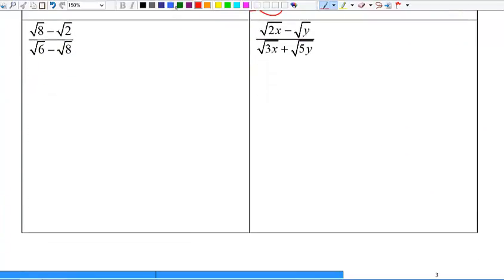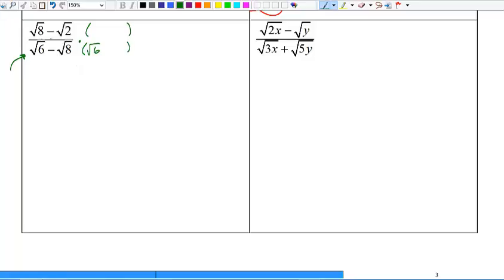On our next problem, again we have a binomial in the denominator, and because I have a binomial with radicals, I need to rationalize the denominator with a conjugate. So I'm going to multiply by the conjugate of the denominator.